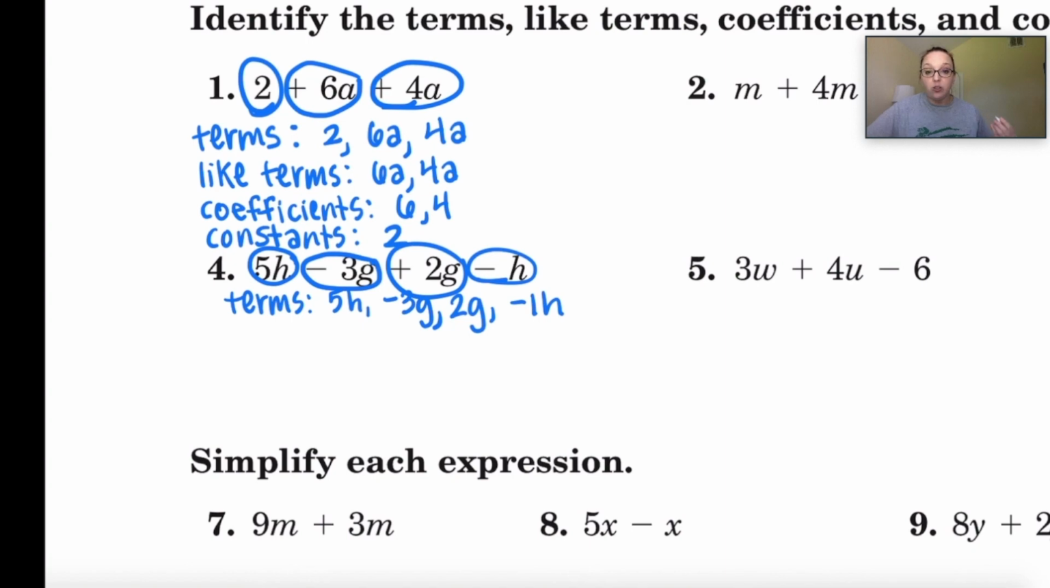Okay, my like terms. Like terms will be the terms that have the same variable attached to them. In this case, I have 2 sets. So the 5h and the negative 1h are like terms. And then the other set of like terms is negative 3g and 2g.